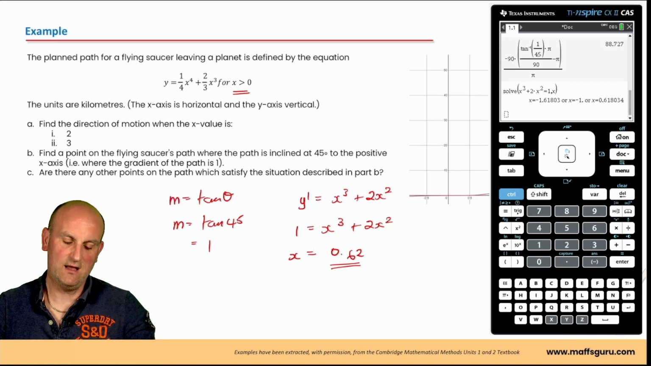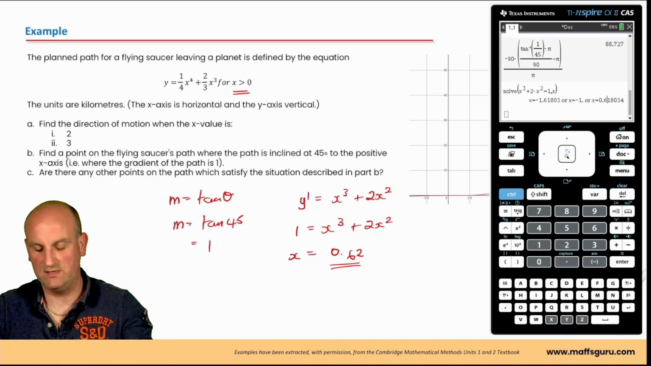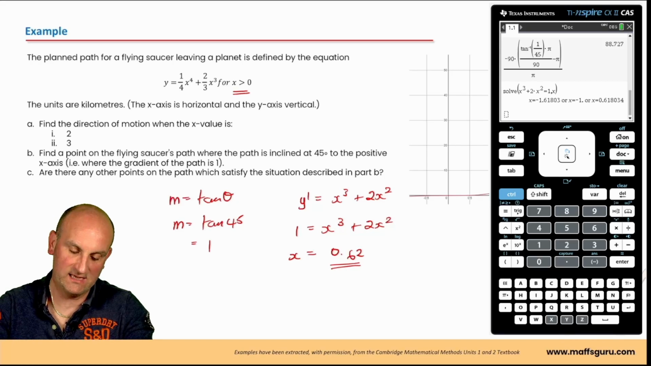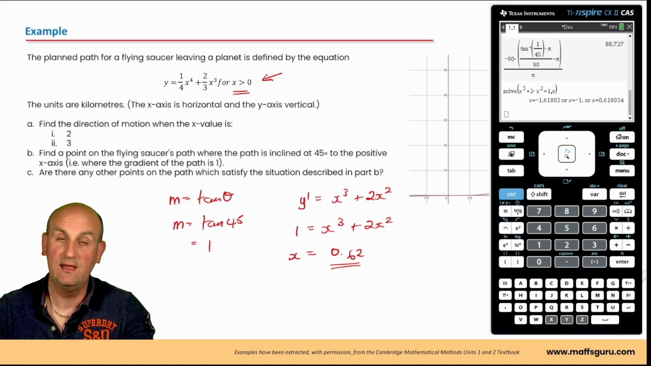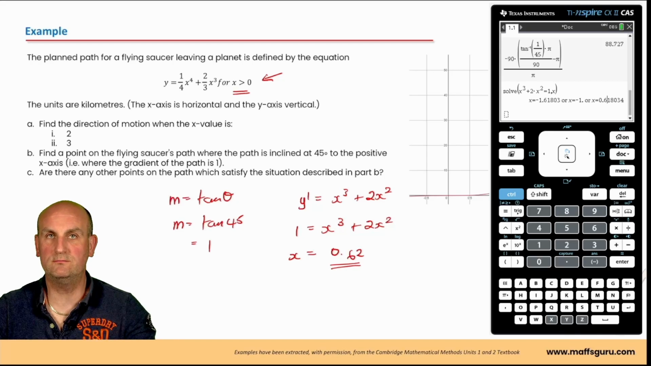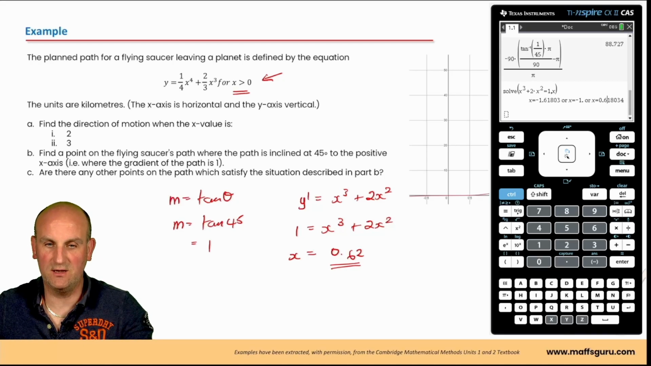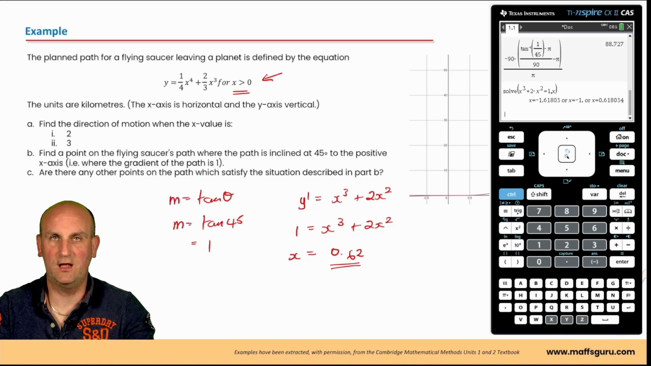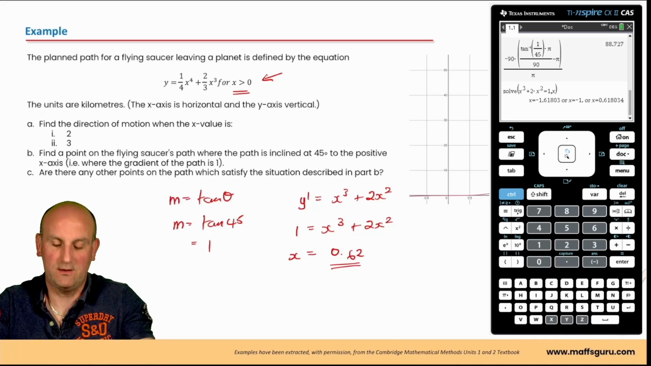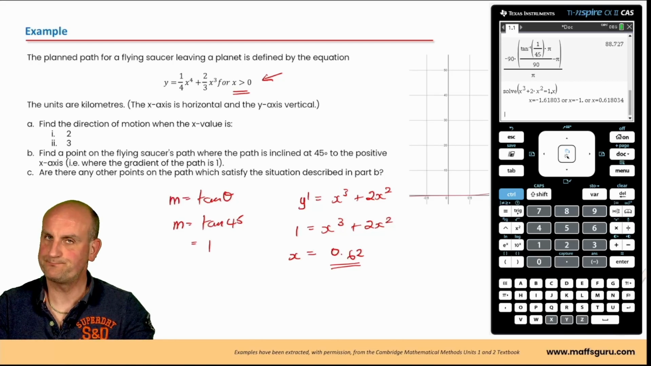Now again, is that asking for a coordinate? Not specifically. If I needed to, I would then put that x value back into this equation here and find my coordinate. Part C, are there any other points on the path which satisfy the situation described in part B? Well, yes, but for the part of the graph that actually isn't given to us. So you could say, well, yes, x equals minus 1, but actually no. The correct answer, I suppose, is no, because of our limited domain.